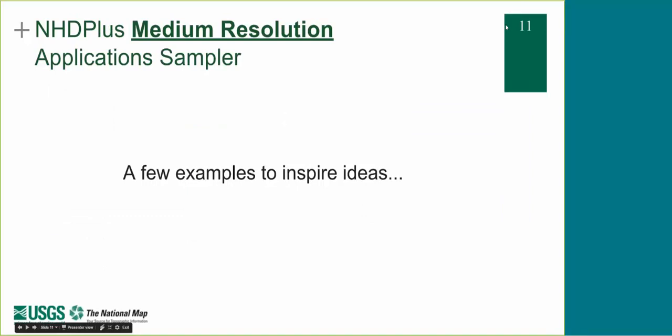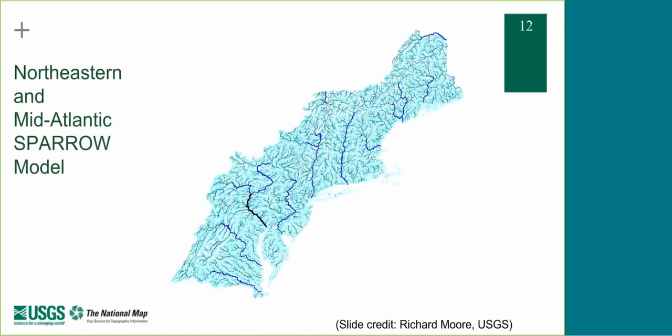So I want to show you just some applications of the NHDPlus, using the medium resolution, just so you can see some of the things that it has been used for that might give you ideas about things that could be done with the high resolution NHDPlus. So next slide, please. This is showing the area in the northeastern U.S. that was done with the Sparrow model, which is a water quality model, and it uses flows from the NHDPlus as well as the catchment areas. Next slide.